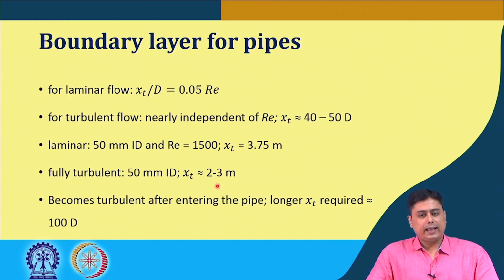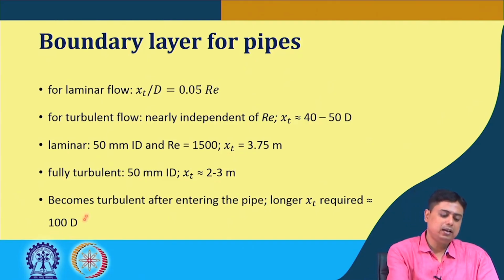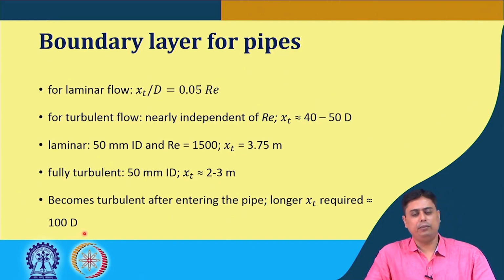So, there can be scenario that the flow becomes turbulent after entering the pipe. Okay. So, initially there was laminar case or some different condition of flow, but as it enters a pipe, it becomes turbulent. So, in that case, the length required is very high, okay, and it is in fact in the range of 100 of the pipe diameter or the conduit diameter.